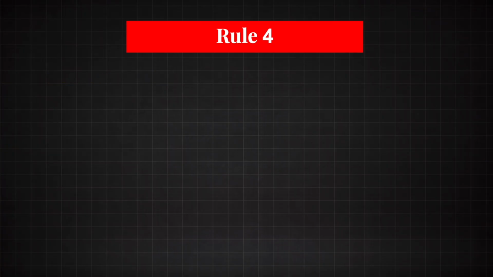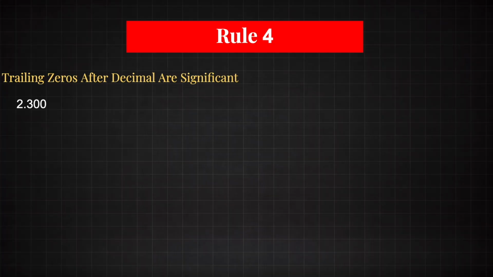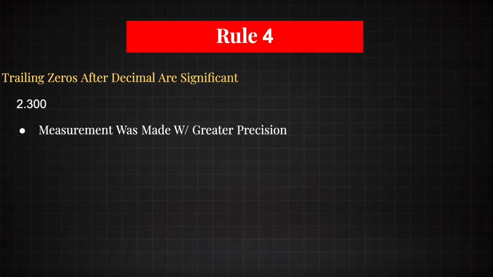The fourth rule is that trailing zeros after a decimal are significant. Consider the number 2.300. These zeros matter. They tell us the measurement was made with greater precision. So we say that this number has 4 sig figs.